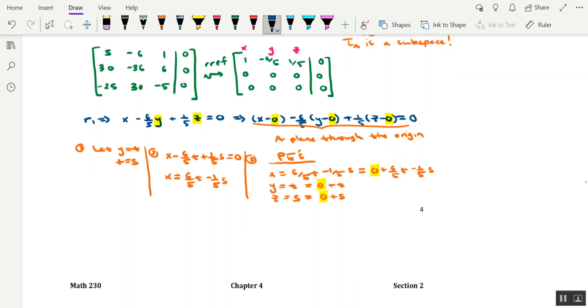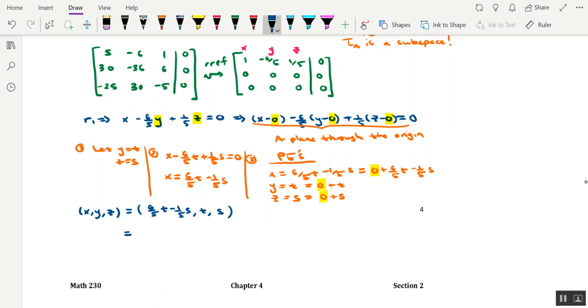You could also write the solution in vector equation format. So let's say that this represents the set of all solutions x to the system. Using the parametric equations that we just defined above, we could replace x with 6/5 t minus 1/5 s, the variable y with t, and the variable z with s.